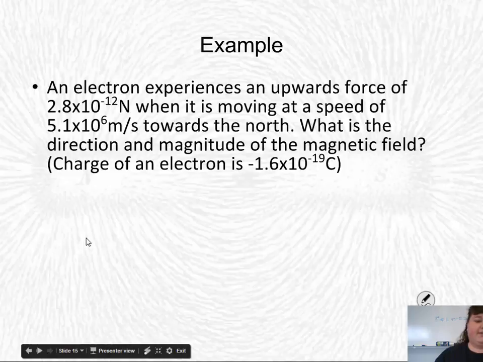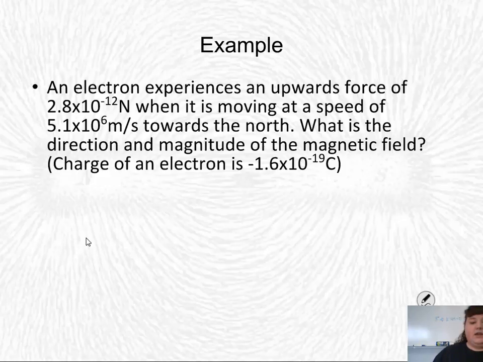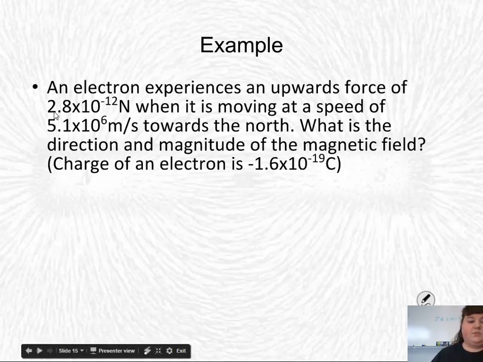Let's try one more together. So now we're talking about an electron. So remember, electron is the opposite of your right-hand rule, or you can use your left hand. So an electron experiences an upward force of 2.8 times 10 to the negative 12th newtons when it's moving at a speed of 1.5 times 10 to the 6 meters per second towards the north. What is the direction and the magnitude of the magnetic field?